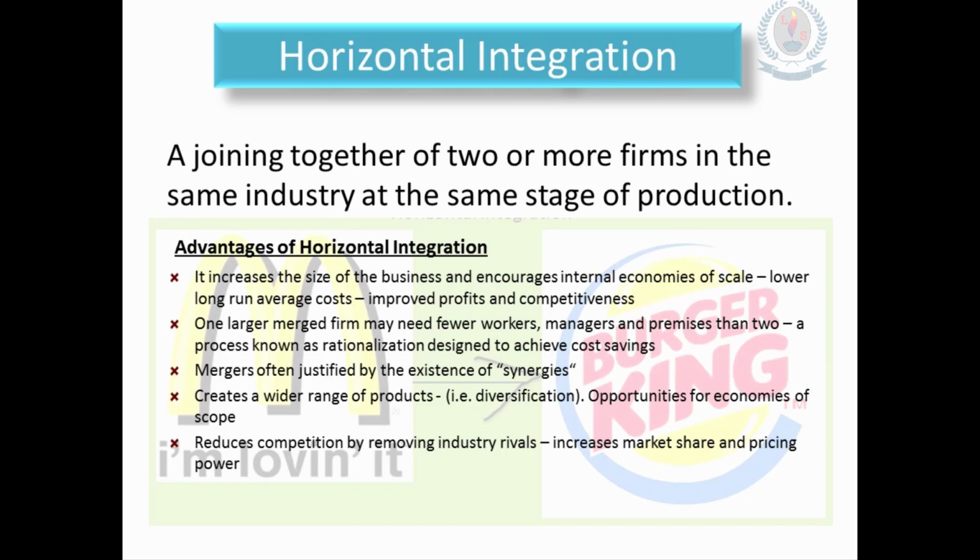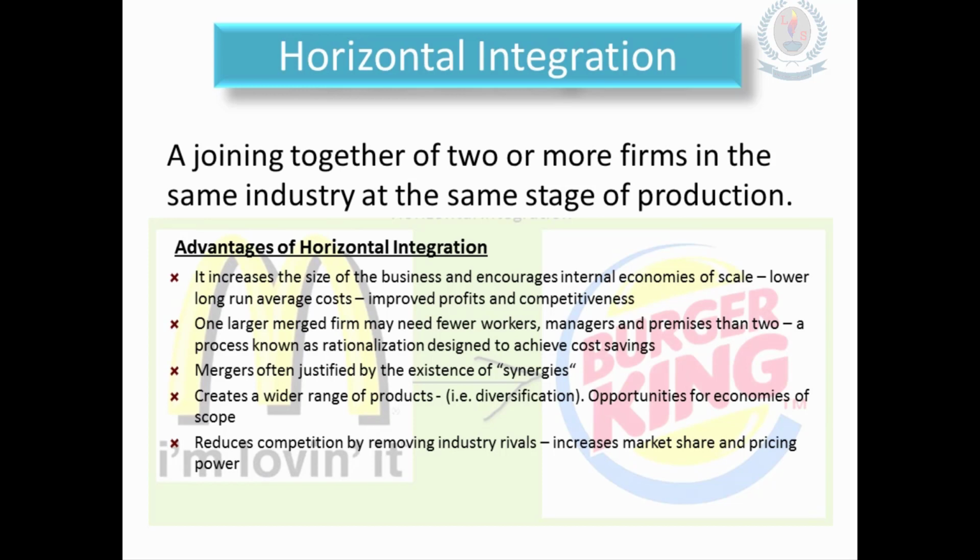Okay, what is meant by synergies? It means when two or more activities or firms put together can lead to greater outcomes than the sum of the individual parts. As well as that, it creates a wider range of output also. It means opportunities for economies of scope.